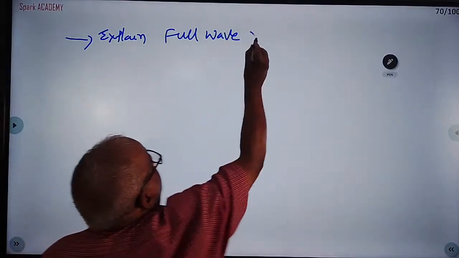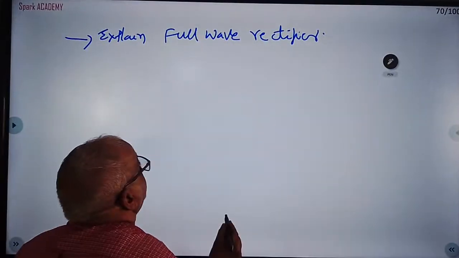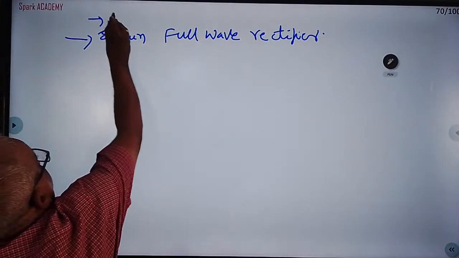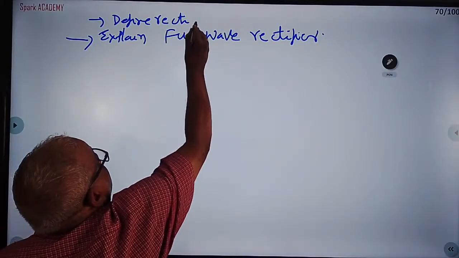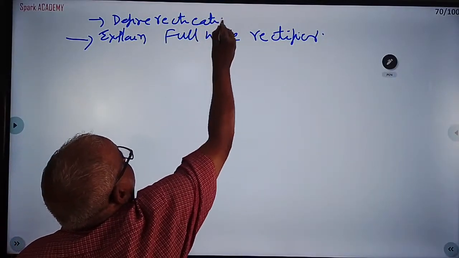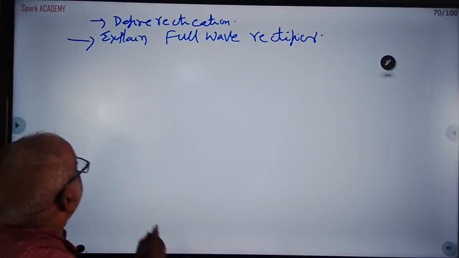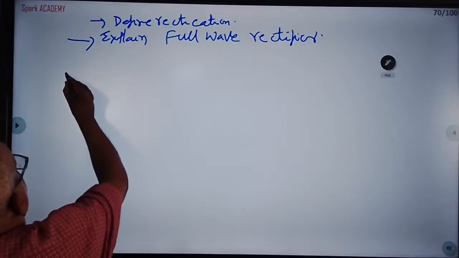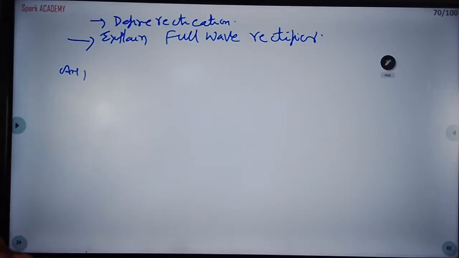Explain full-wave rectifier and define rectification. Explain full-wave rectifier. What are the advantages? So for the answer, I am writing full-wave rectifier. What is full-wave rectifier?